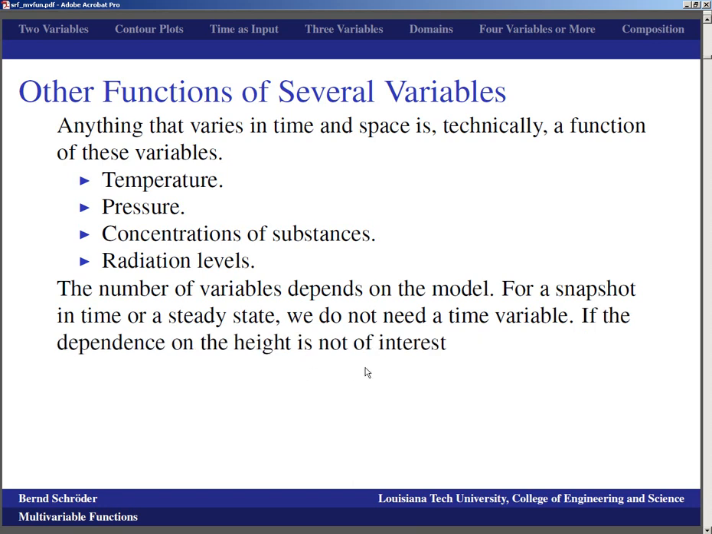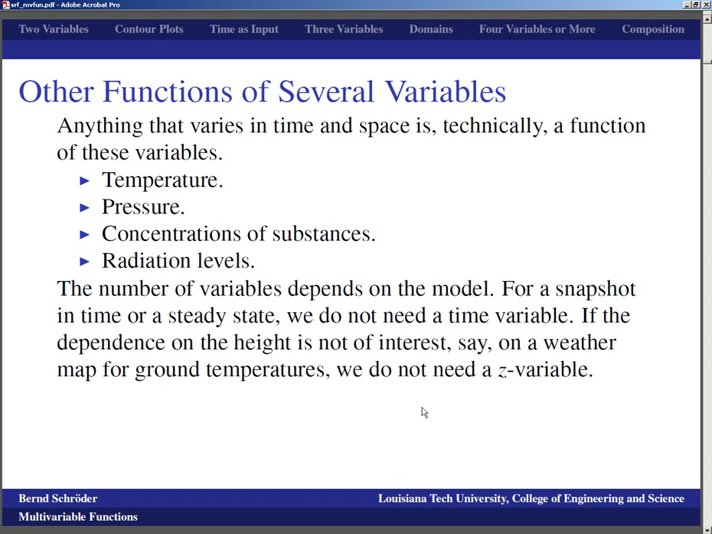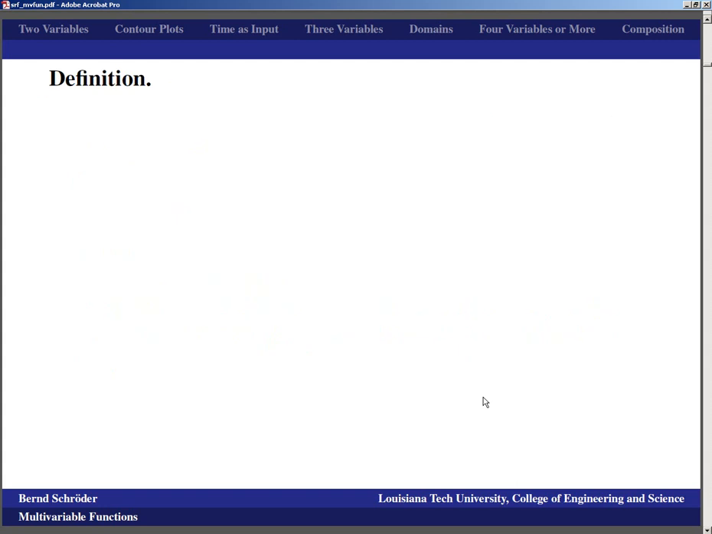And yeah, if the dependence on the height is not of interest, so for example, for that weather map that I mentioned for ground temperatures, we would not need a z variable. And typical for a weather map, we also take a snapshot where people talk about the daytime high temperatures, for example. Alright, so now let's actually set up a definition.